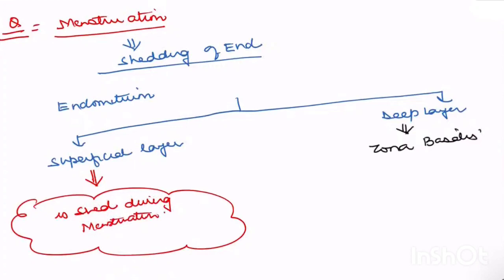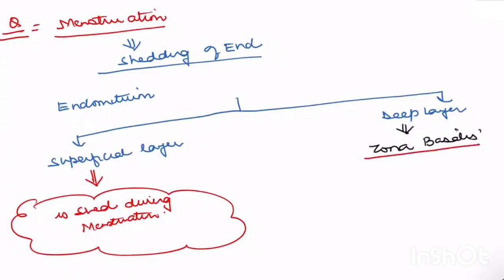So if superficial layer is shed during menstruation, तो जब हम ये कहते हैं कि ईस्ट्रोजन आता है और ईस्ट्रोजन एंडोमेट्रियम को प्रोलिफरेट करता है, कौन सी एंडोमेट्रियम को प्रोलिफरेट करेगा? It is going to proliferate zona basalis. मेंस्ट्रुएशन के टाइम पे सुपरफिशियल लेयर शेड हो गई, जोना बेसालिस रह गई.